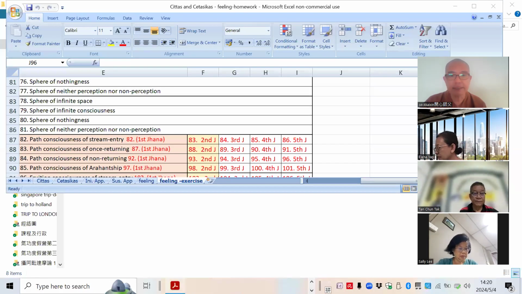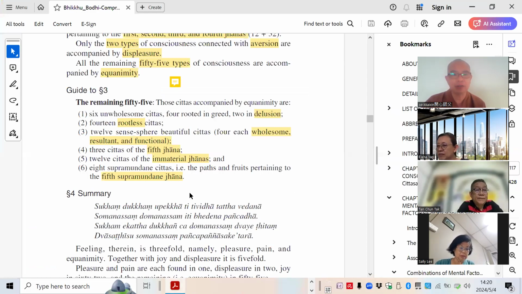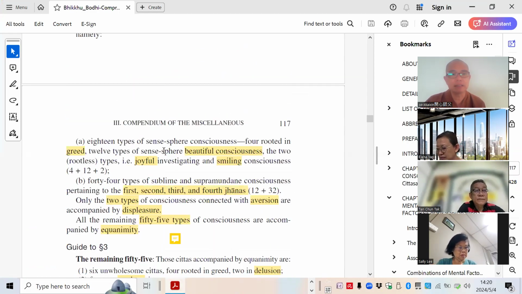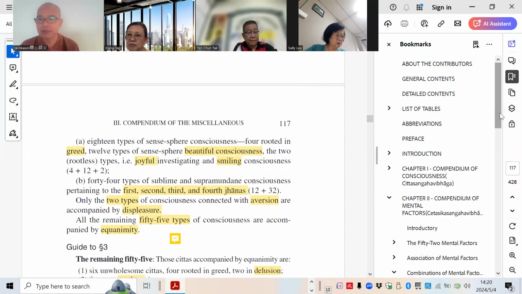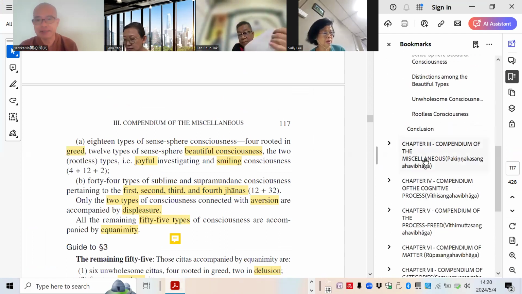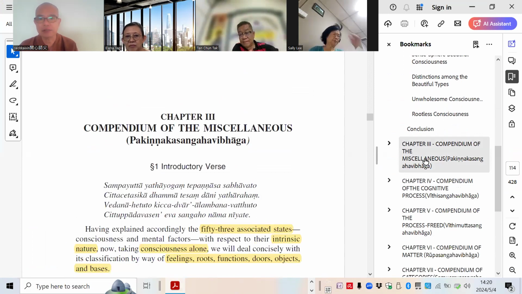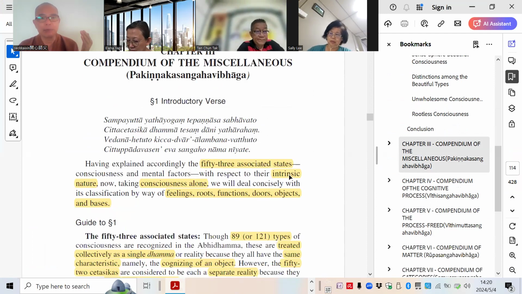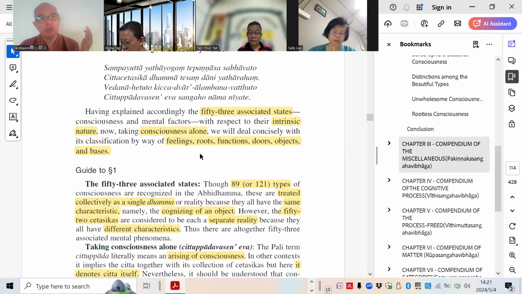Okay, class, take a look. Let's see where we are. We are actually in chapter number 3. Chapter number 3, we call it what? The compendium of the miscellaneous. In the miscellaneous, we will learn a few things: feeling, roots, function, door, object, and the basis.